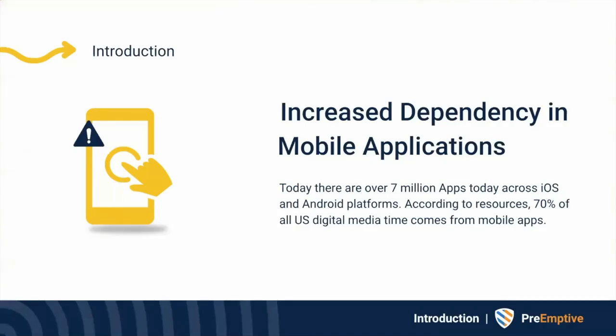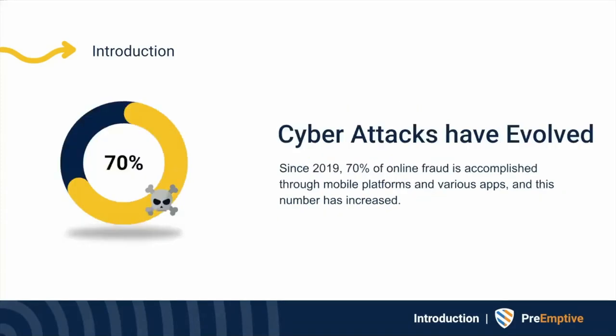Today, there are over 7 million apps across iOS and Android platforms. According to resources, 21% of people open an app 50 times per day, 49% of people open an app 11 times each day, and 70% of all US digital media comes from mobile apps. With the increased dependency on mobile devices and applications, it is no surprise that these have become easy targets for threats. While hackers have dominated attacks on desktop applications, they have found easier ways to get creative by targeting mobile applications. Since 2019, 70% of online fraud is accomplished through mobile platforms and various apps, and this number has increased.